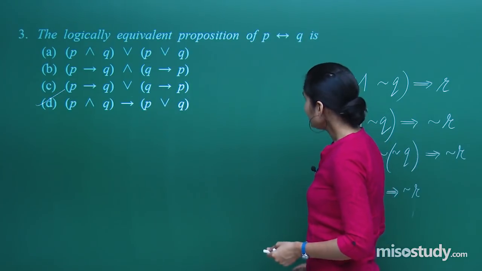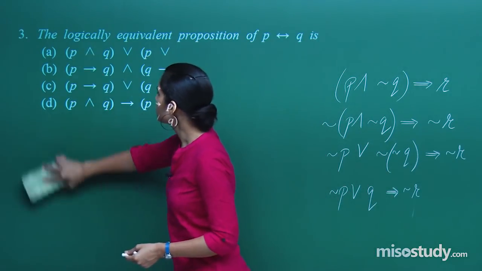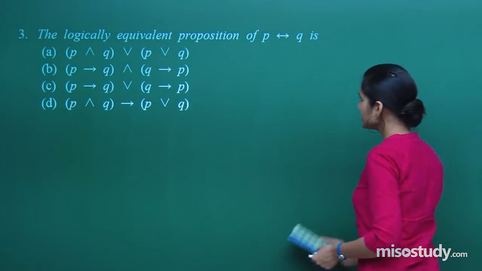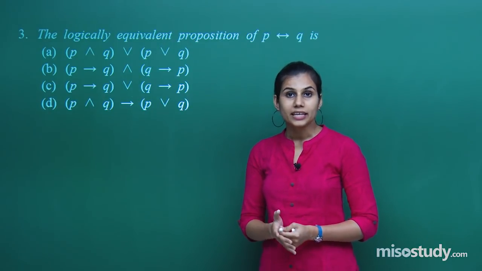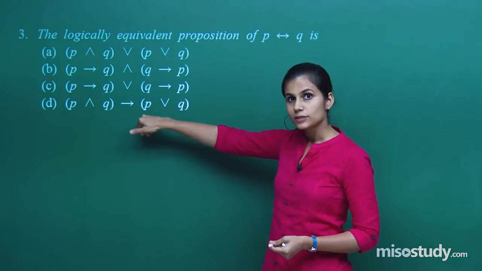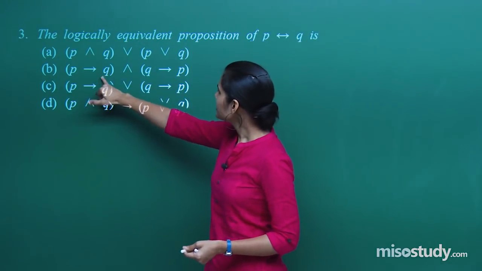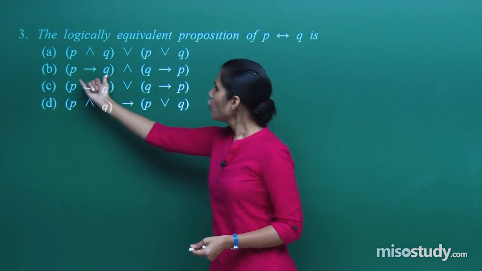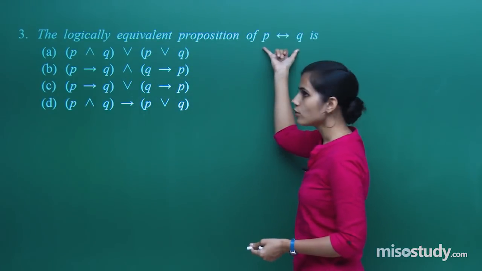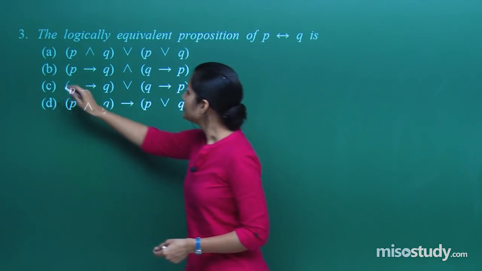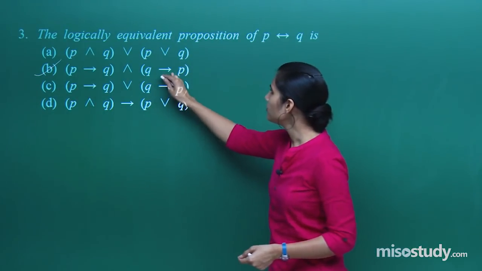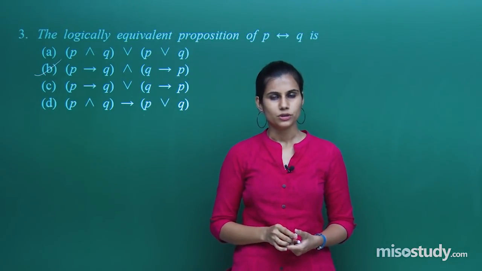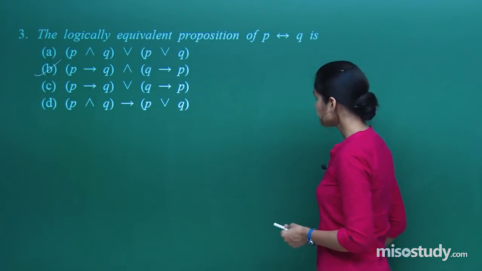Then it says, the logically equivalent proposition of P if and only if Q is what? You know that this double implication is actually the compound statement of two statements. Which are they? P implies Q and Q implies P is what P if and only if Q is. When this holds and this holds, I say this holds. So it is this answer, P implies Q and Q implies P, the statement which is logically equivalent to the proposition P if and only if Q. A very direct question, right?